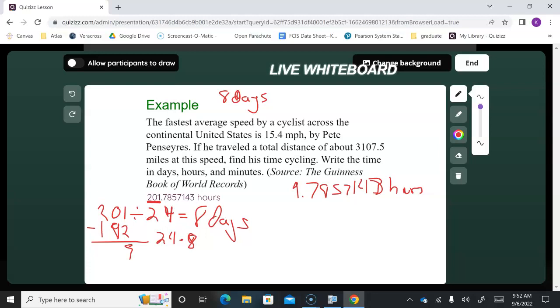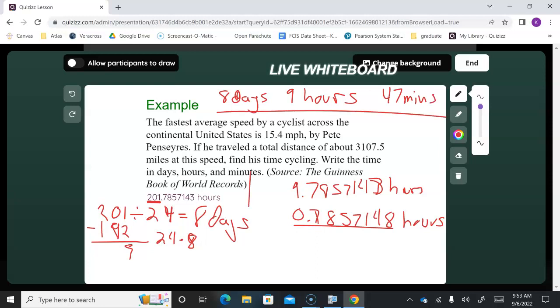Okay? So now how many hours do I have? 9. I have 9 hours. Okay? 8 days, 9 hours. Okay? So now I'm left with 0.7857143 hours. How do I figure out how many minutes that is? Multiply by 60. Okay? So take that number, multiply it by 60, round to the nearest minute. Nearest whole number. 47 minutes? Boom. 8 days, 9 hours, 47 minutes.